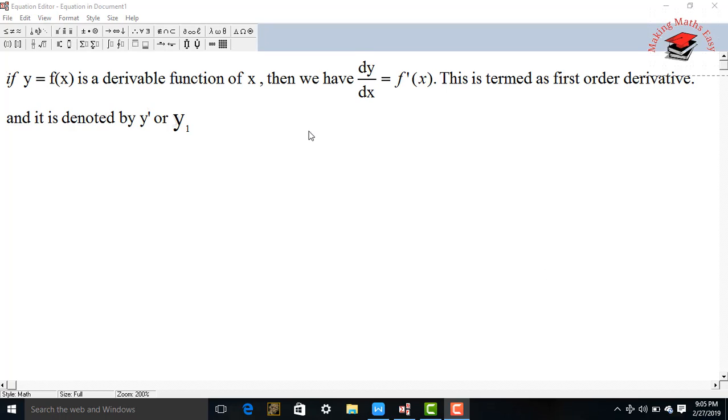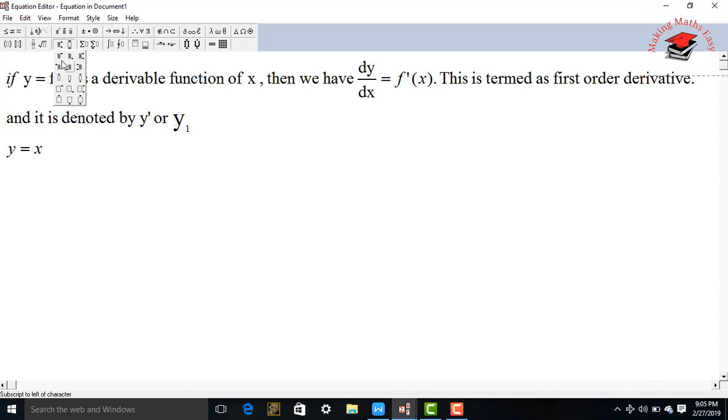But do you know what is the second order derivative? What is the derivative with the order second, or the derivative with the order third? Today I will teach you what second order derivatives are, how to simplify a second order derivative, and how to differentiate a second order derivative. So let's start.